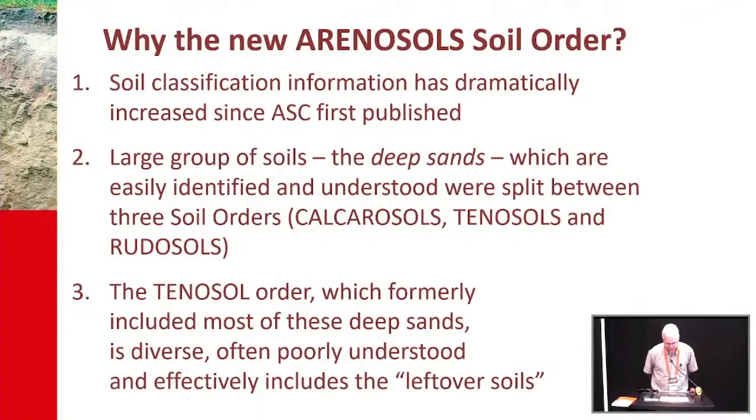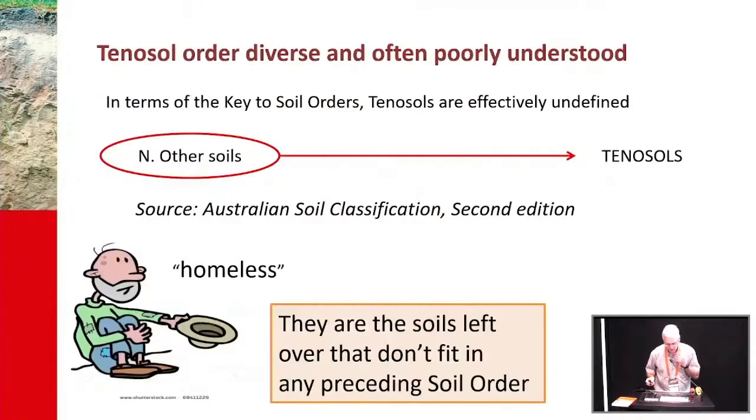So this group that is well understood across the community, the deep sands, were easily identified and understood. Previously, they were in three soil orders: the calcareous soils, tenosols, and rudosols. And often it was an arbitrary split to which one to put them in. And the tenosol order has always had problems for me, because it is a poorly understood group of a wide range of soils in the previous edition, which I called the leftover soils. Because if you go through the key, the tenosols are defined as other soils. They're not actually defined in the key, they're just what you're left with. And then you go to the tenosols as an attempt to explain the variety of soils in there. And I call them the leftover soils.